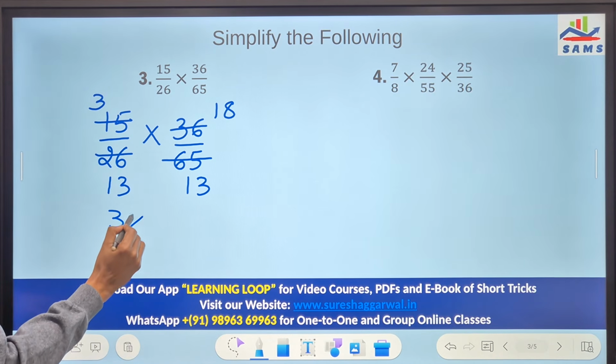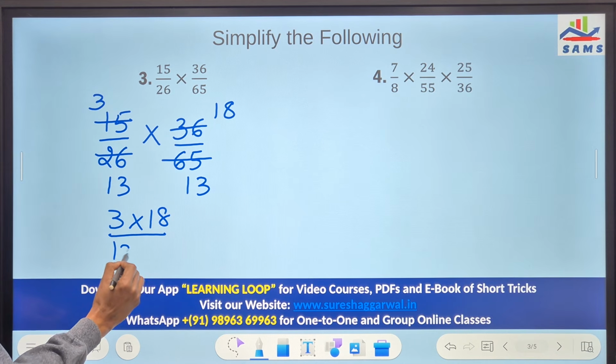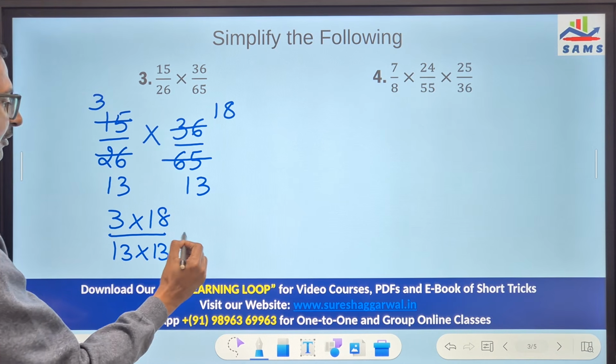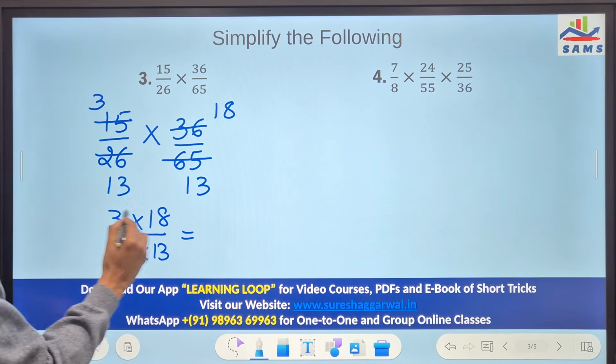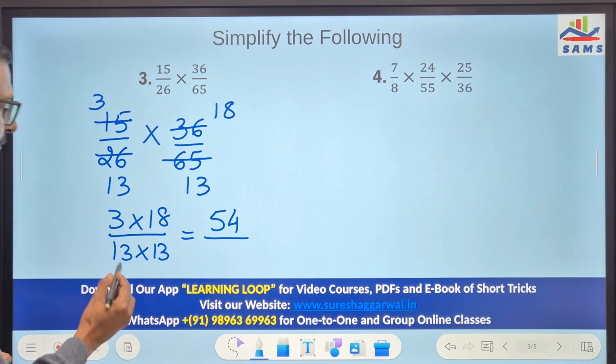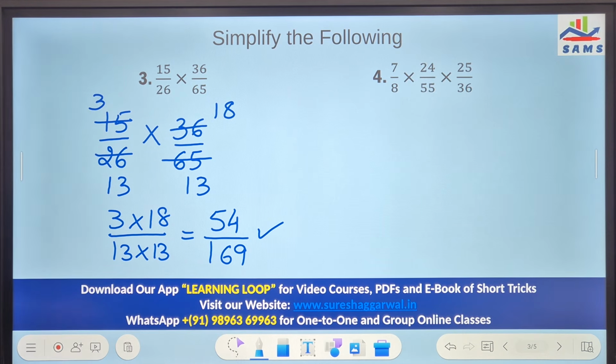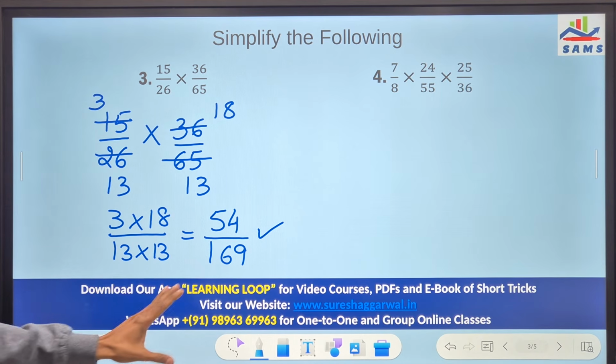So 3 times 18 in the numerator here and 13 times 13 in the denominator here will give me my final answer. 18 times 3 is 54 and then 13 times 13 is 169. So 54 over 169 is the final answer for the question.